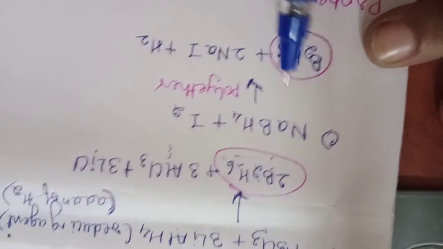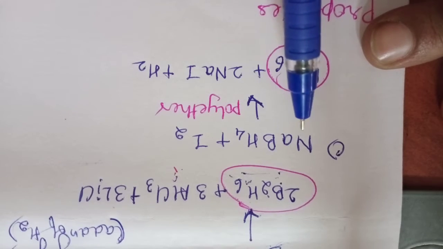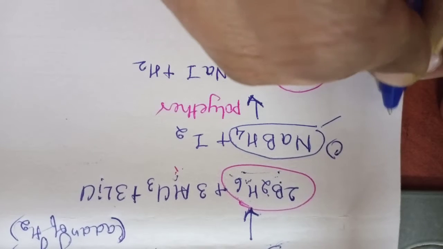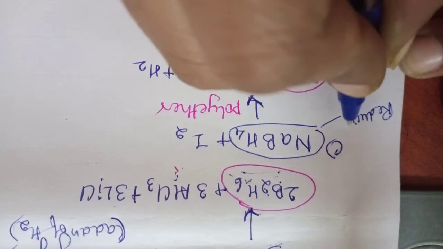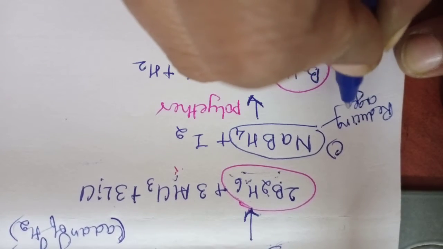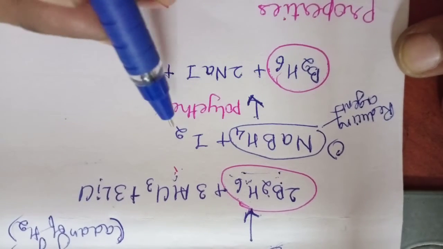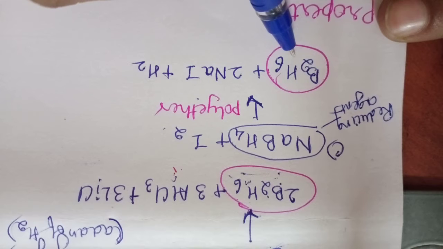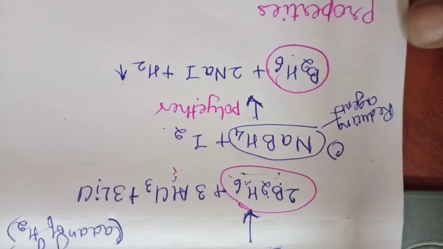Another reaction for the formation of diborane is when we treat NaBH4, which is also a reducing agent, with iodine in the presence of polyether. It will give diborane with the release of hydrogen gas. Are you getting, children?